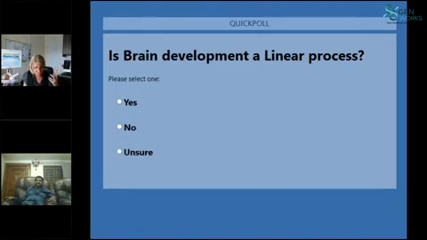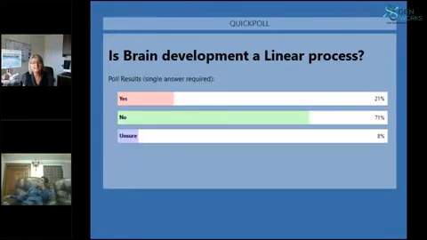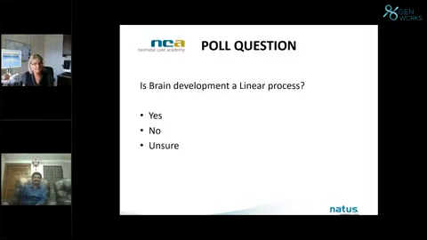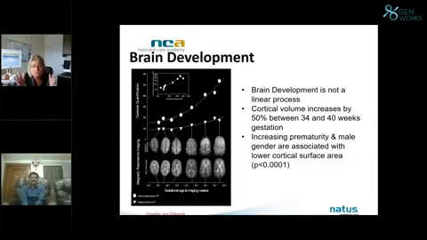So think back to your embryology lessons and let's see what people said. So I'm going to share the results with everybody. And in fact, 71% said no, and 21% of you said yes, 8% of you are unsure, and that's absolutely fine. So let's give you the answer to the question. So actually, brain development is not a linear process.